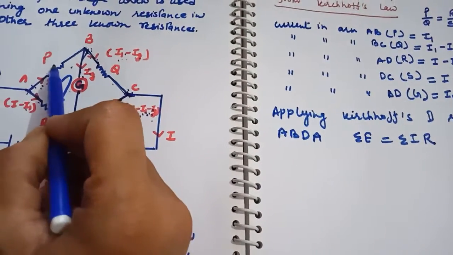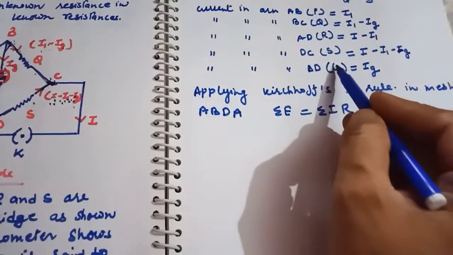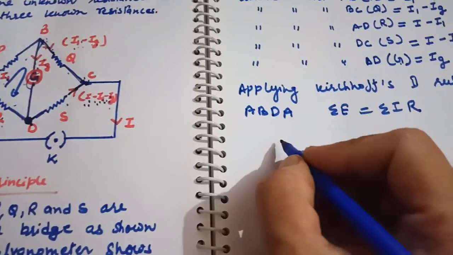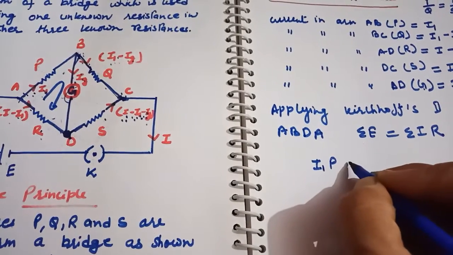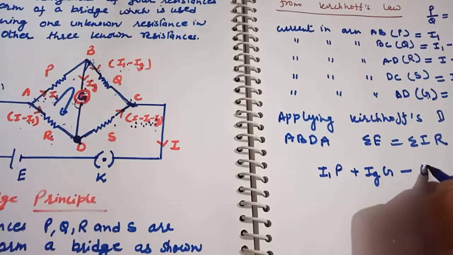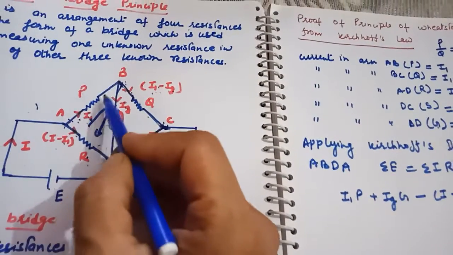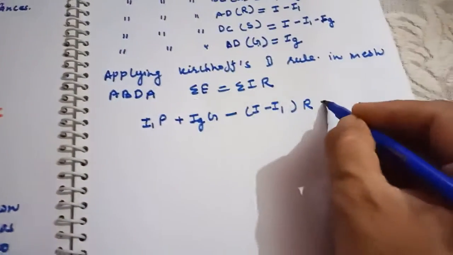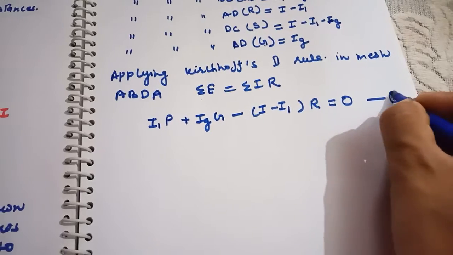Current I1 is flowing in the resistance P. Current Ig is flowing in the galvanometer, whose resistance we have considered capital G, and the current I minus I1 is flowing in R. So you will write the formula: I1 into P plus Ig into capital G minus (I minus I1) into R. Since no cell is connected in this closed mesh, the net EMF will be equal to 0. So this is the first equation you have got.